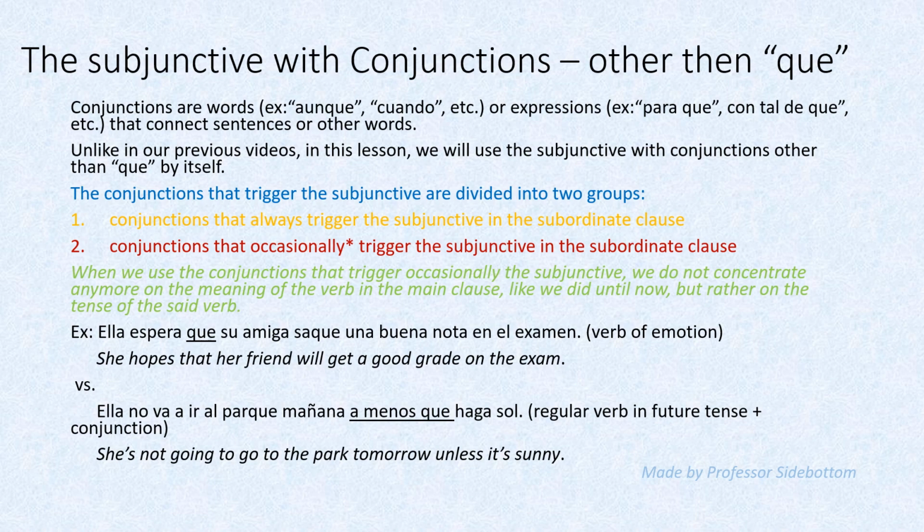However, let's look at the second example. Ella no va a ir al parque mañana a menos que haga sol. She's not going to go to the park tomorrow unless it's sunny. Here we don't have a verb of emotion or doubt, disbelief, denial in the first statement. It's just a regular verb, the verb ir. What triggers the subjunctive in the subordinate clause here is the conjunction a menos que.